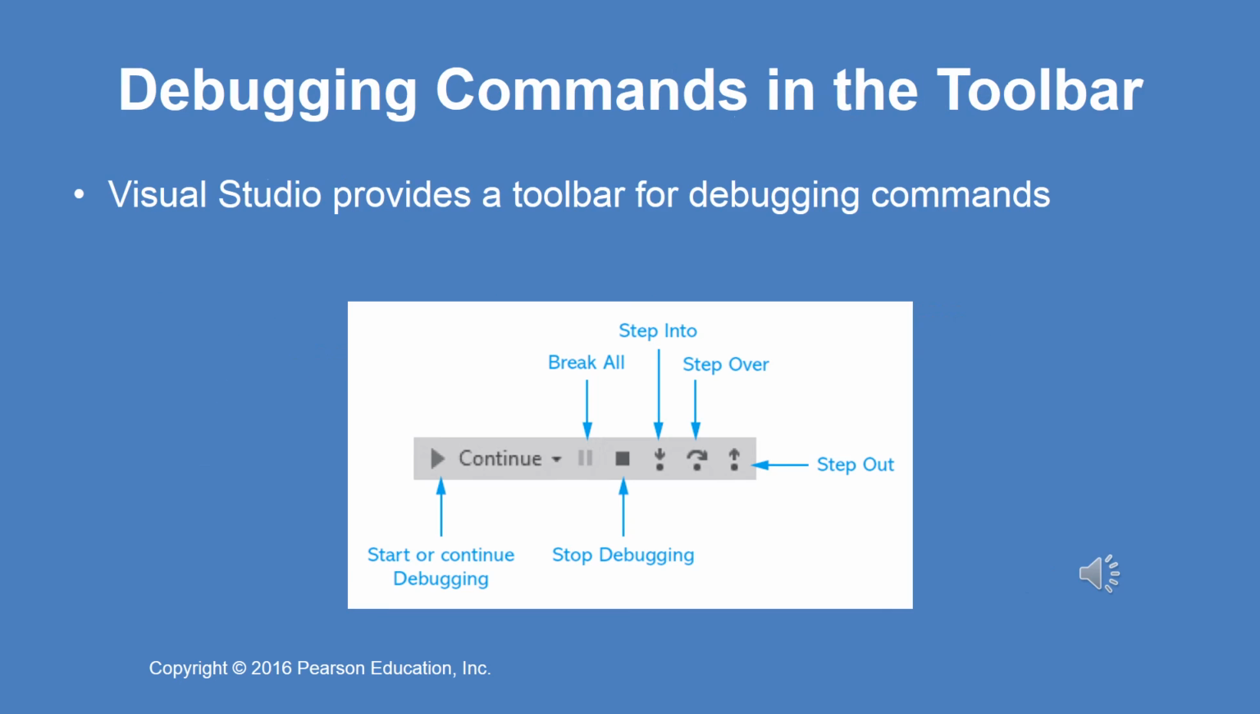Here's a slide showing the toolbar for the debugging commands that we just discussed. You know, the right arrow, start or continue debugging. You've got stop, step into, step over, and step out of. Let's talk about that. Step into will step into the next line of code if it's a subroutine, which we haven't really described in depth, but if it is a subroutine, it will step into it, and then you can step through it one step at a time.